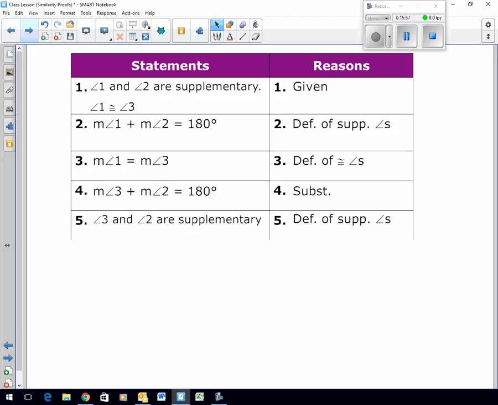In this particular proof, this is where it gets real. It says the measure of angle 3 plus the measure of angle 2 equals 180. How do I get that step, Mr. Hobbs? I get this question more than anything else. Here's how. 1 plus 2 is 180. 1 equals 3. So what can I do with 3? I put it where 1 was. I substituted it in.